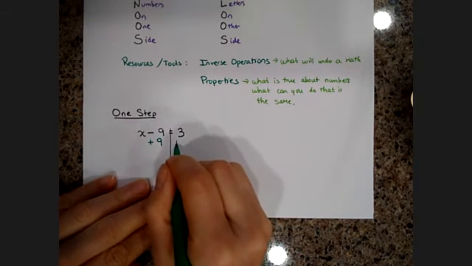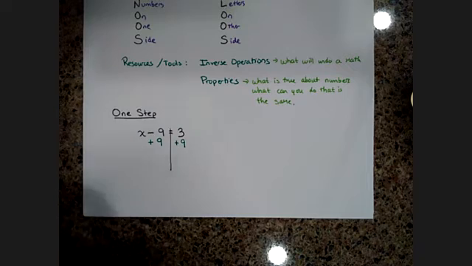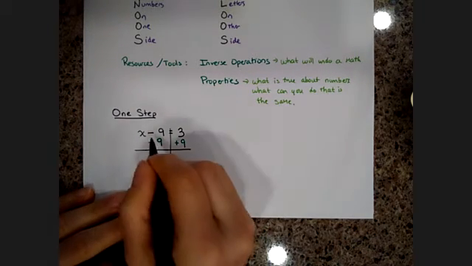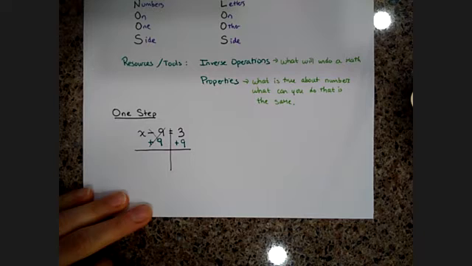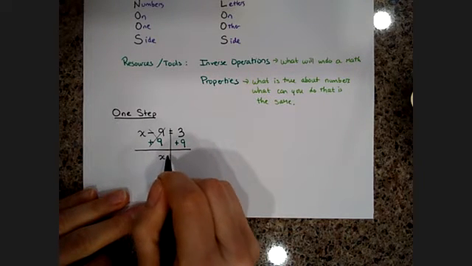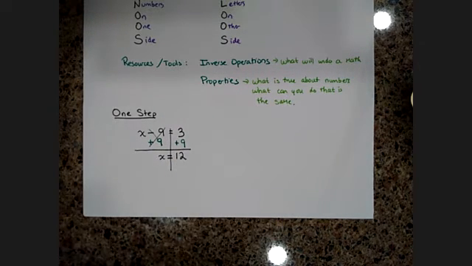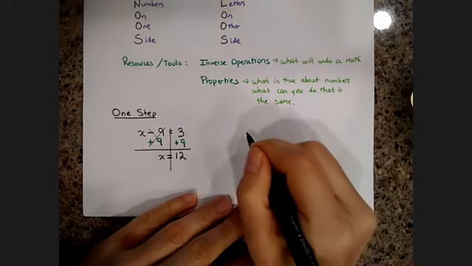Since I added 9 to the left, I have to do the same thing to the right to keep the balance of this equation. Well, now these two make 0, so they're gone. I add down, and I get x equals 12, which is something you probably already knew just from thinking logically that 12 minus 9 is 3.